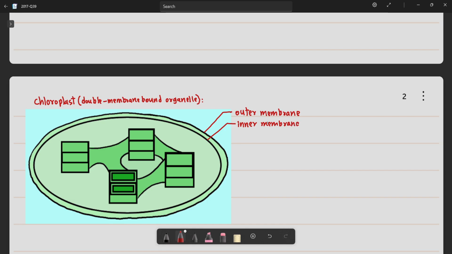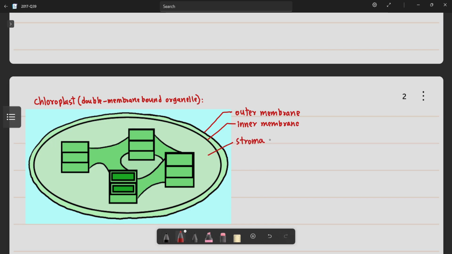So these two structures together are the reason why the chloroplast is known as a double membrane-bound organelle, because it has two membranes, an outer membrane and an inner membrane. Okay, so now this part that you see in light green over here is known as the stroma.